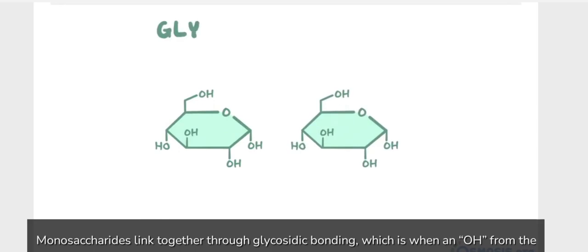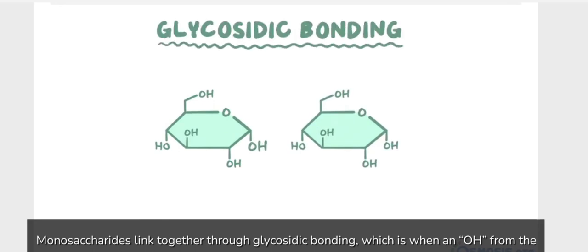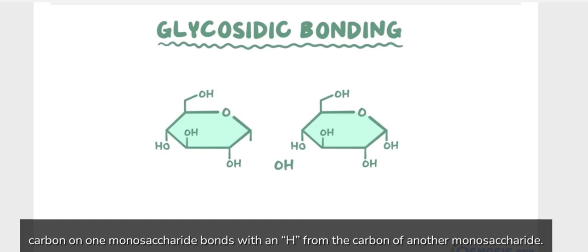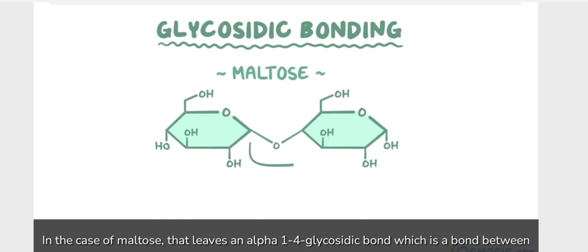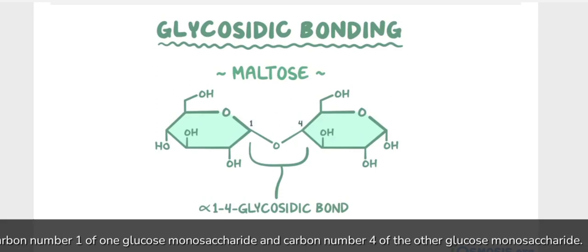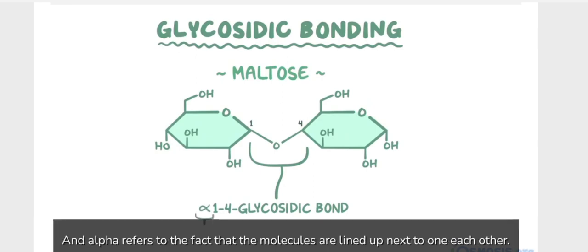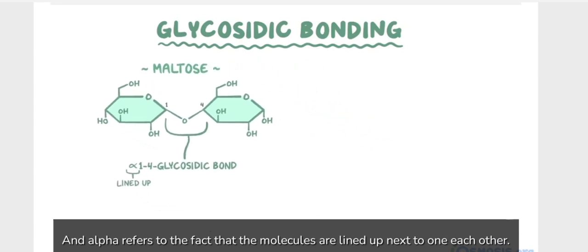Monosaccharides link together through glycosidic bonding, which is when an OH group from the carbon on one monosaccharide binds with the hydrogen from the carbon of another monosaccharide. Together, this forms an H2O, or a water molecule, which goes away. In the case of maltose, that leaves an alpha 1,4 glycosidic bond, which is a bond between carbon number 1 of one glucose monosaccharide and carbon number 4 of the other glucose monosaccharide. And alpha refers to the fact that the molecules are lined up next to each other.